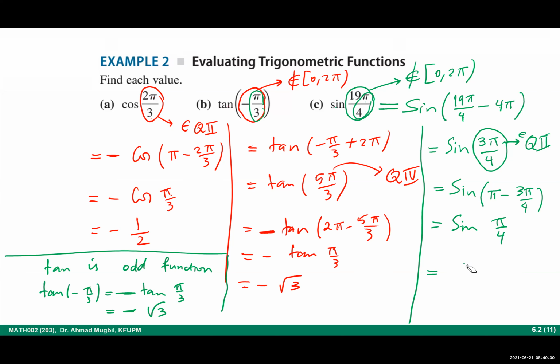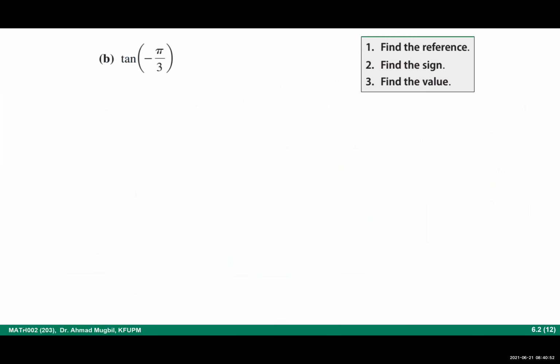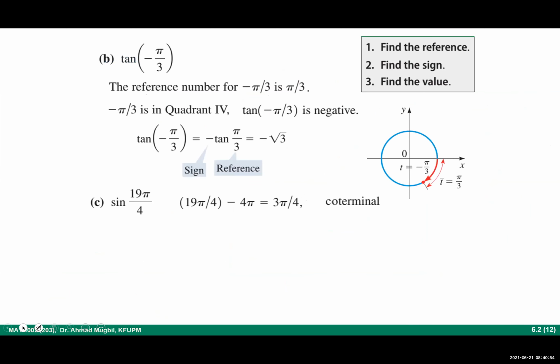Who can tell me, ya shabab, what is sine pi over 4? Can I try? Yes. Square root of 2 over 2. It is square root of 2 over 2. Excellent. Be careful, ya shabab. You have to know these angles. Otherwise, what are we doing? We are done, ya shabab, with this part.